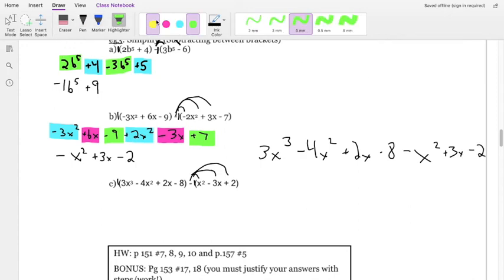So let's get our highlighter out. Let's highlight everything, same variable, same coefficient. So I have x cubed. Do I have any other x cubes? No. So let's change. Now I have x squared. Do I have any other x squared?